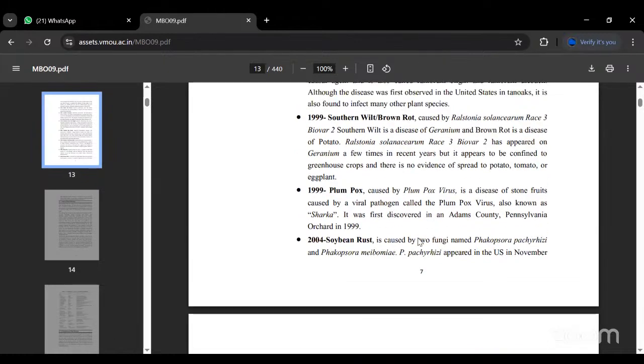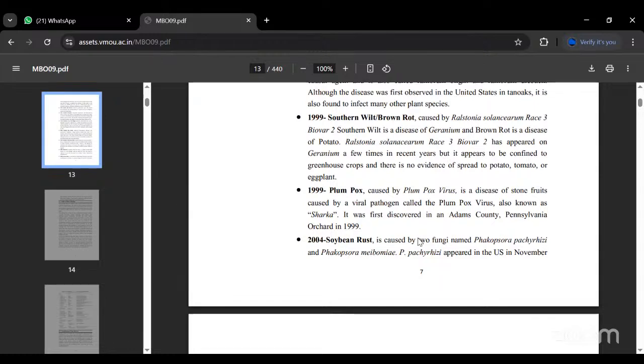In 1999, southern wilt or brown rot caused by Ralstonia solanacearum. Then there is plum pox, a disease of stone fruits caused by a viral pathogen called plum pox virus. It is also known as sharka.